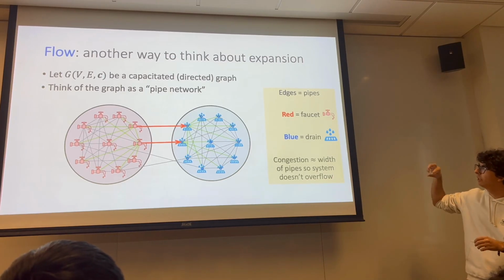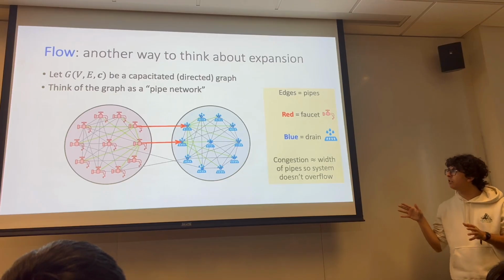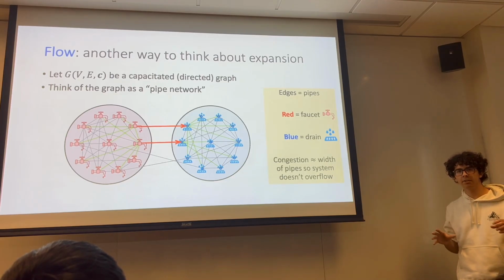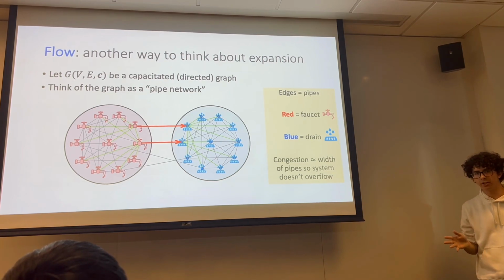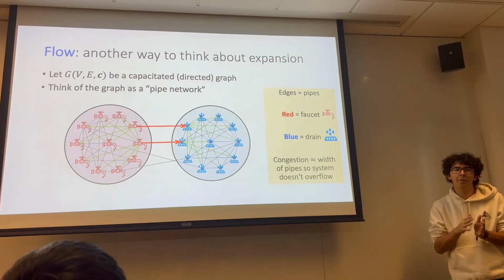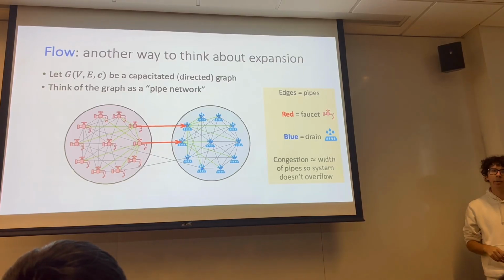And, you know, opening all the faucets and letting the water flow, there's some notion of congestion of the pipes. So if the water could just flow from the faucets straight out the drains, there'd be no congestion. But the congestion is like, how much do we have to scale up the width of the pipe so it could just flow straight through? And we can make this formal.